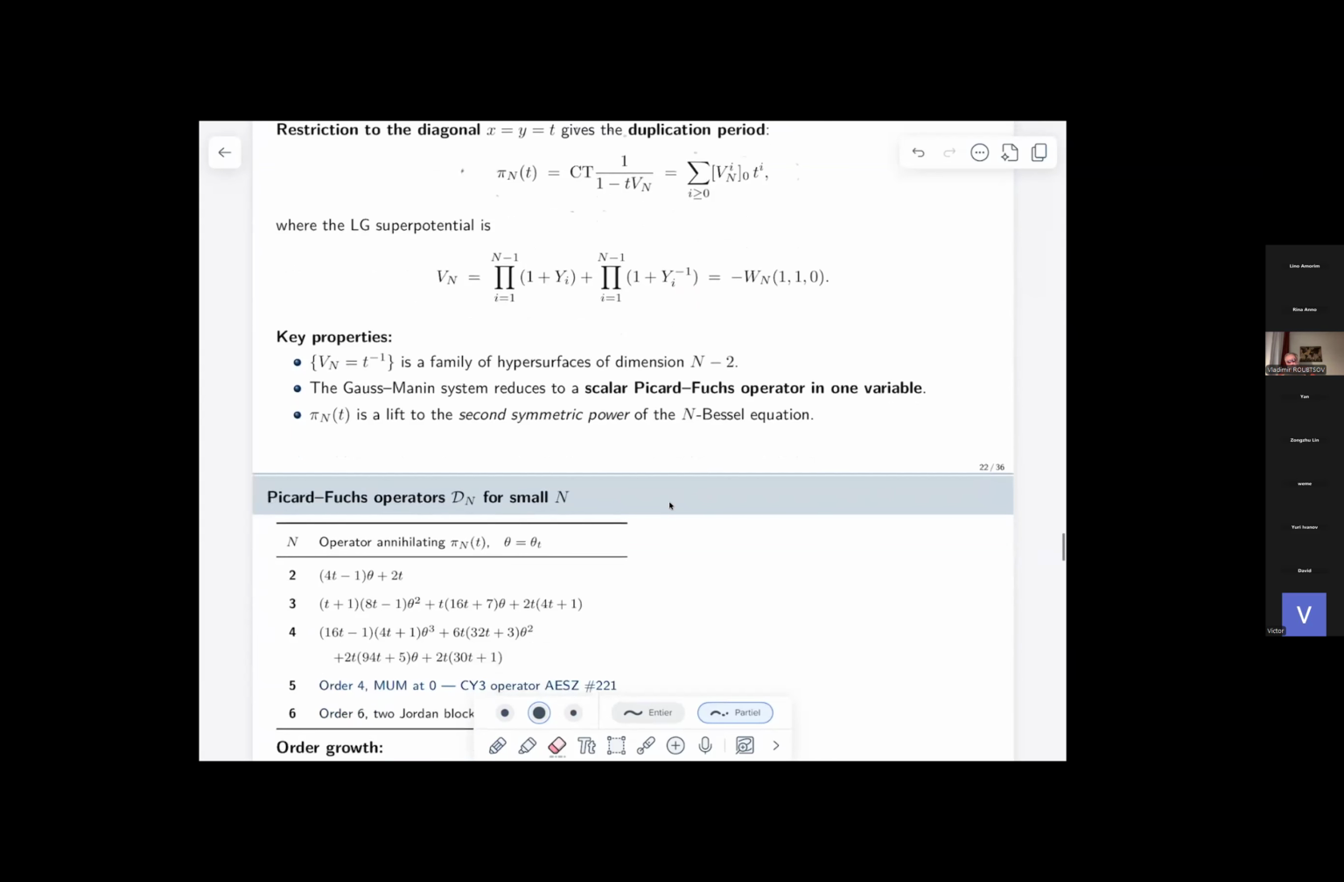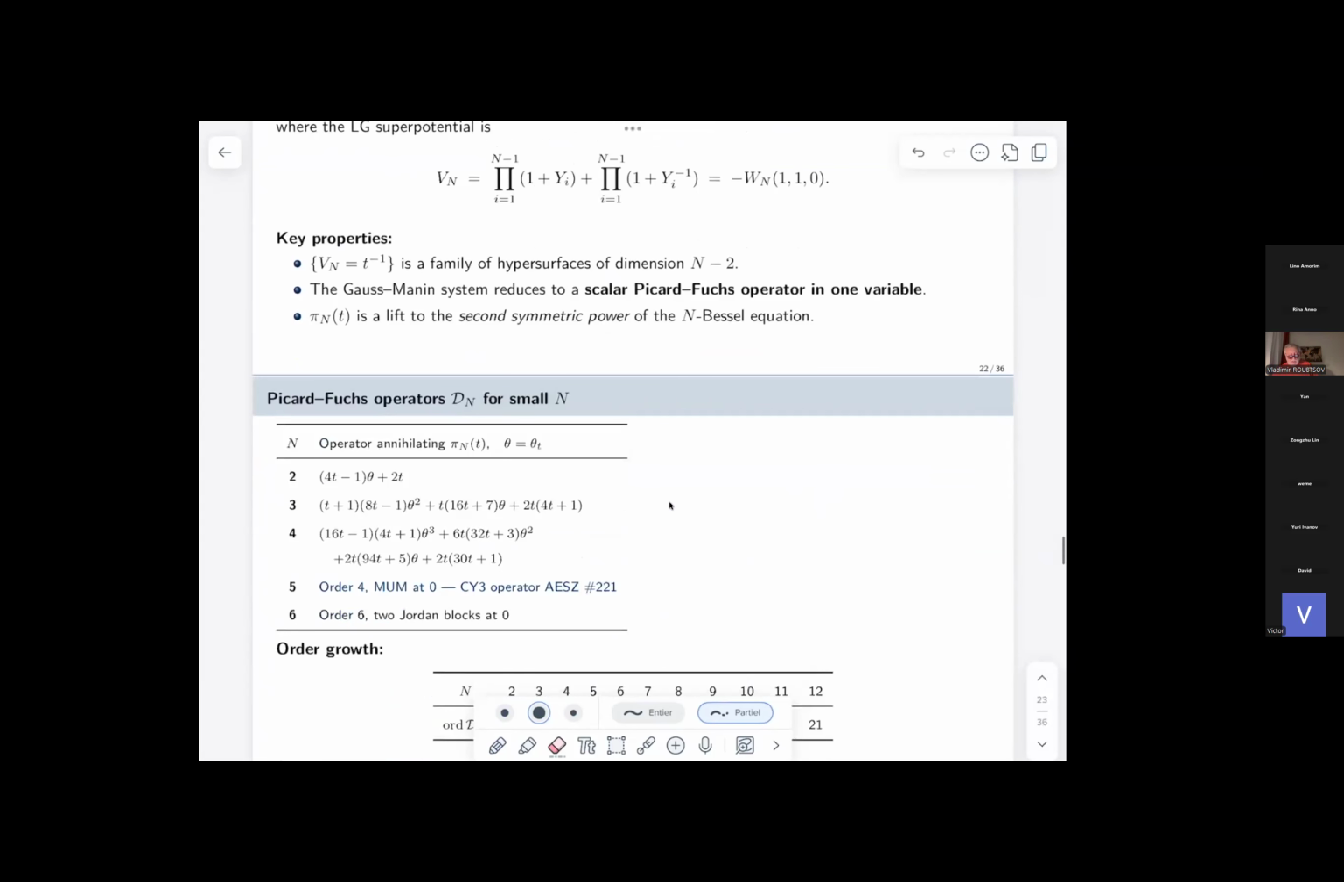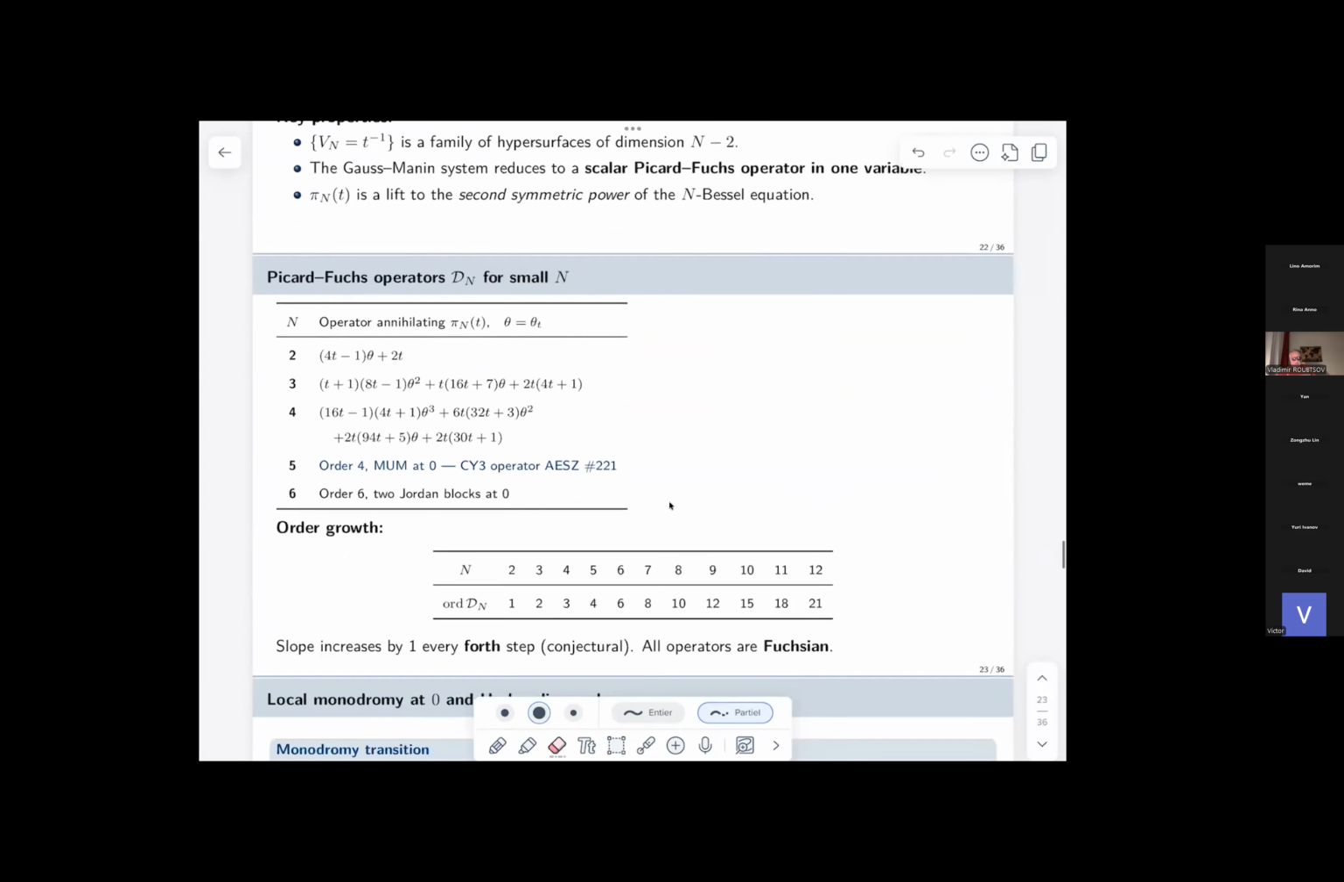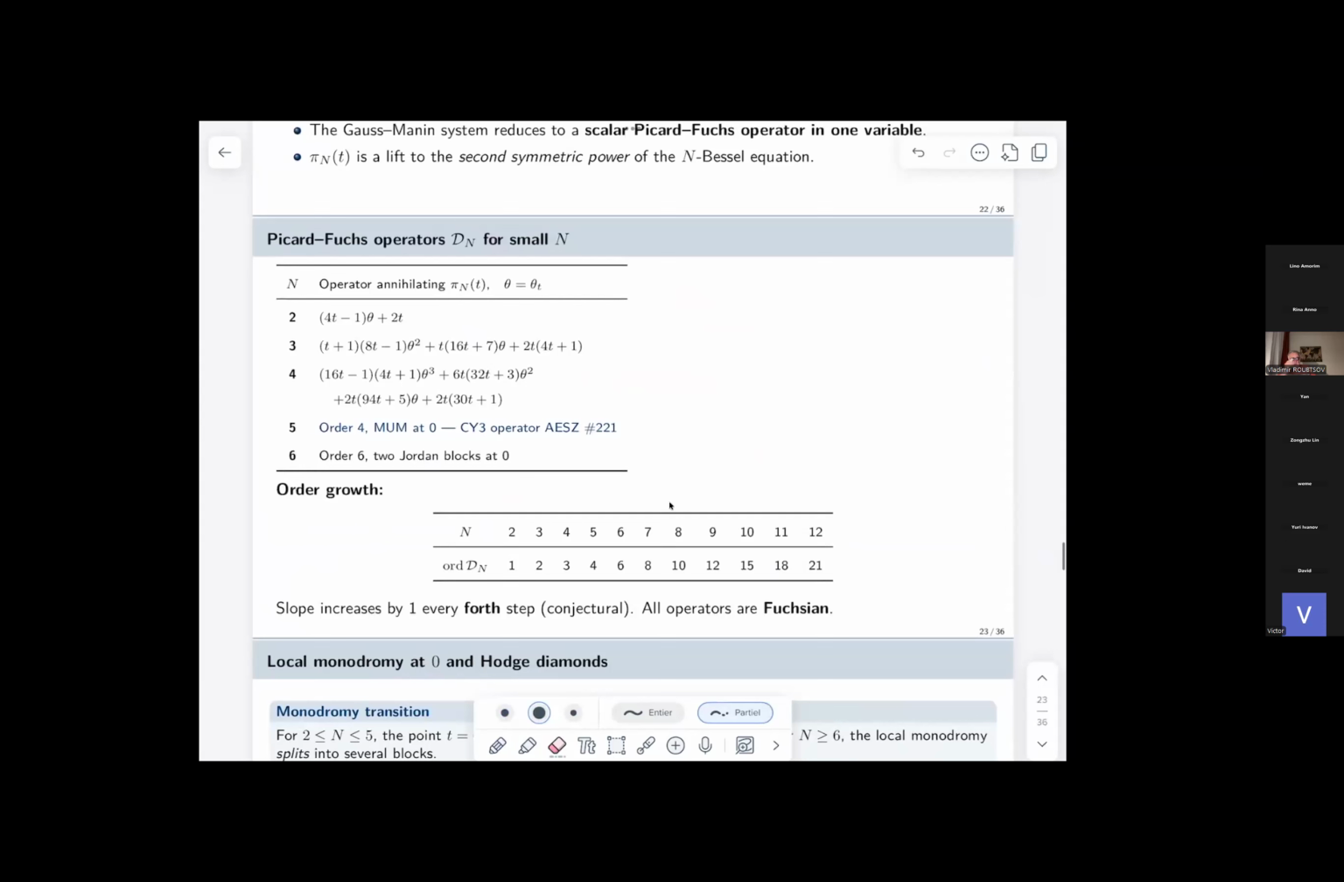And then let's see what happens with these Picard-Fuchs operators. First, if we take n equal to 2, we have an operator of order 1. I remind you that theta is t d over dt. And then this operator annihilates the kernel of degree 2. This is the operator which annihilates K2.